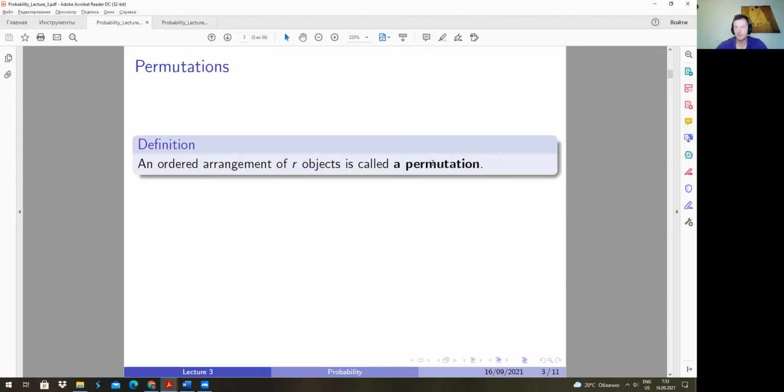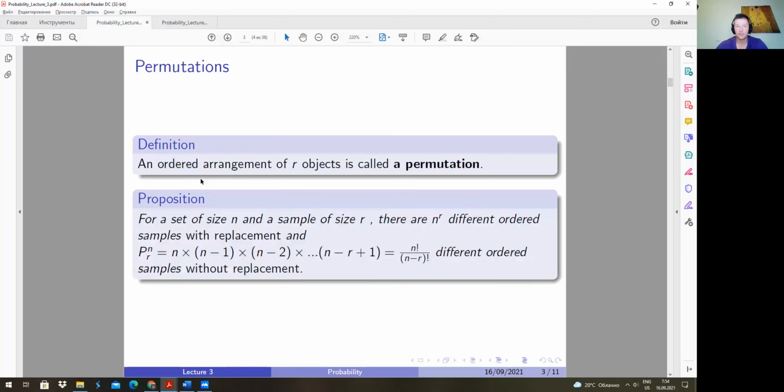So what is a permutation? It is an ordered arrangement of r objects, and the main word in this definition is "ordered arrangement." What does this mean? It means that we are interested in some particular order of elements inside the event. We will see an example, and I hope you will understand. We may have two different options about this ordered arrangement.